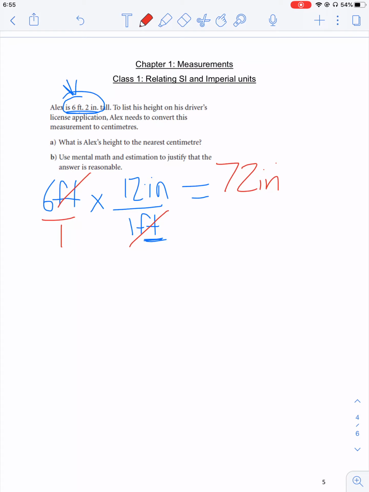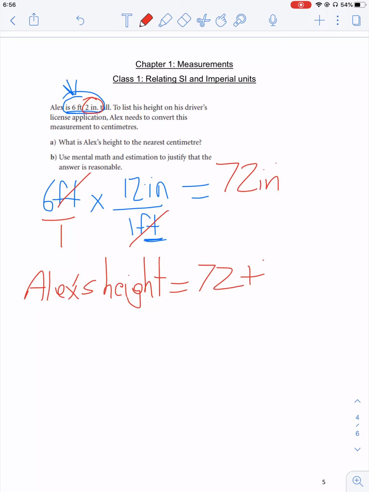72 inches. So that means Alex is 72 inches plus 2 inches, right? So Alex's height is 74 inches, right? I hope that makes sense, because of the extra 2. So let me write this out. Alex's height is equal to 72 plus the 2 that's coming from here, plus 2, which is equal to 74 inches, okay?